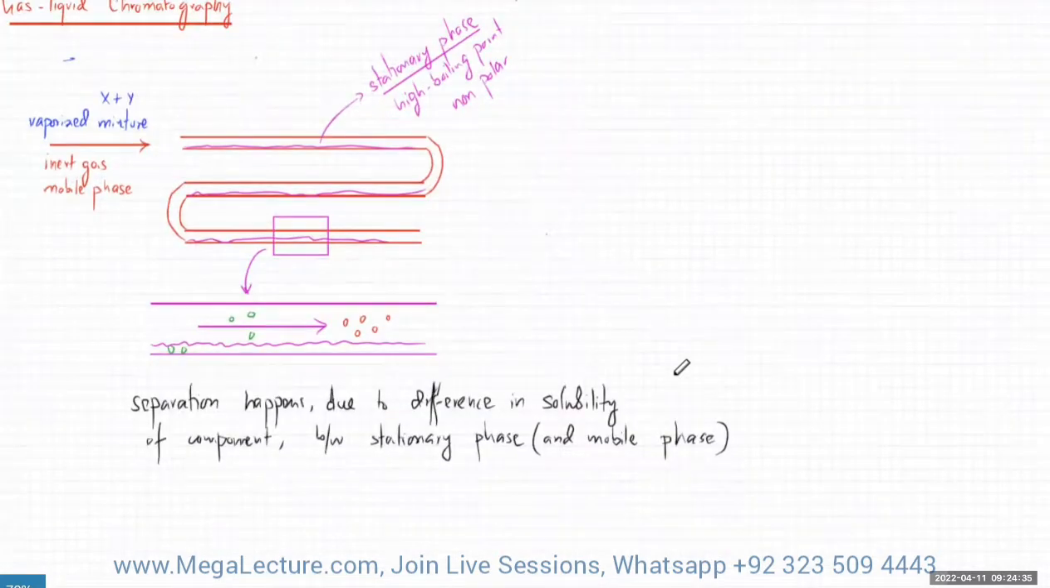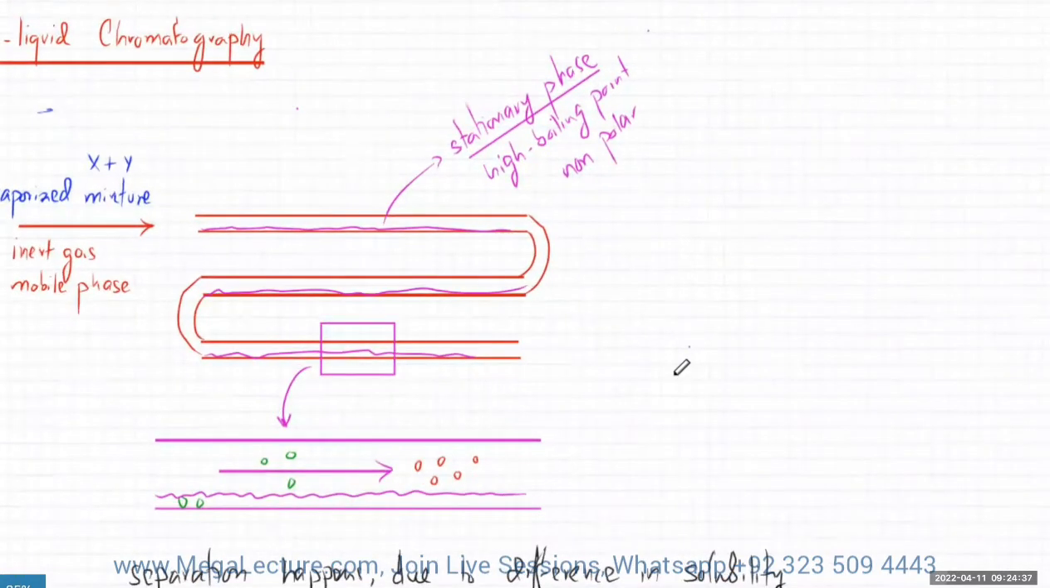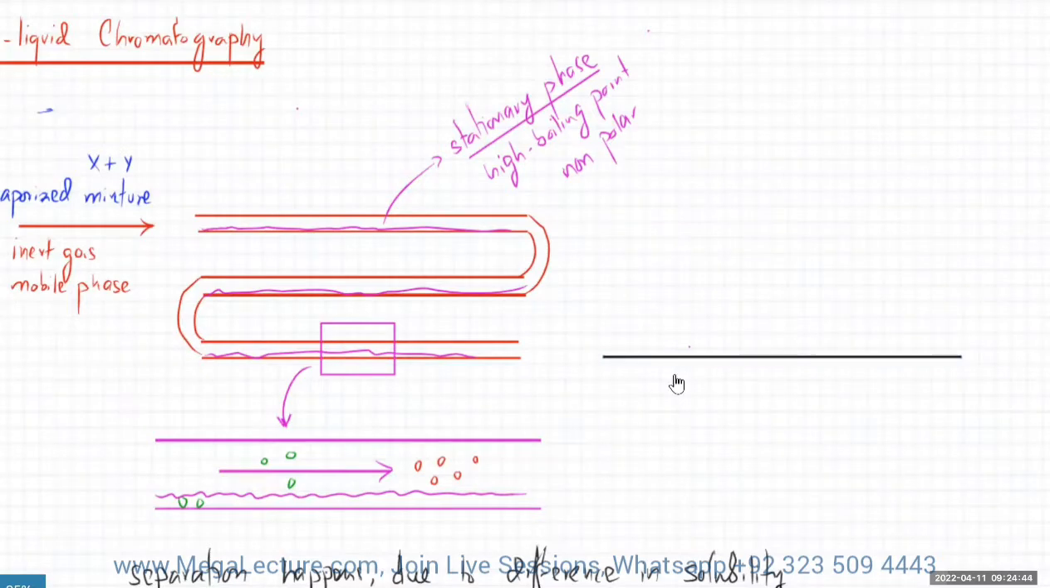And the next part: how would the results be obtained? What you're going to get on the other side is the output. Over here, there's going to be a graph that looks like this. At the very beginning, you'll have a big spike. The first thing that you'll obtain is going to be the stationary phase. It's going to be the liquid.